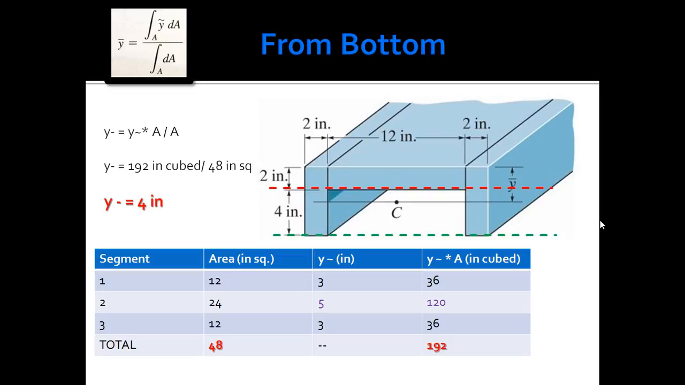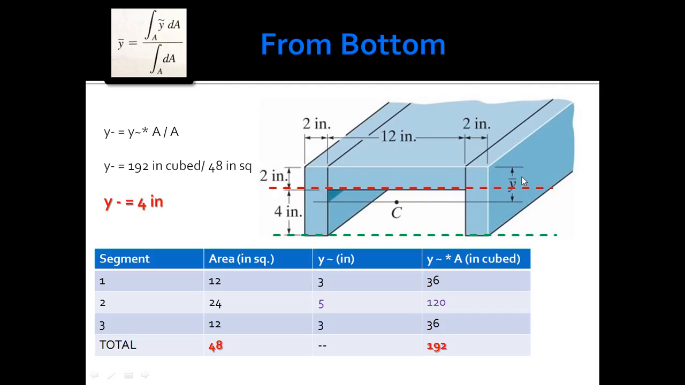And yeah, it was a pretty simple quiz question. Most of you did well. Just make sure for next time you pay attention to detail, because they were asking for a y bar from the top.